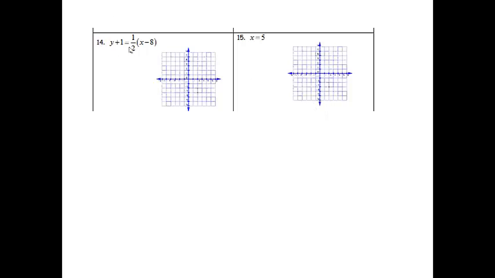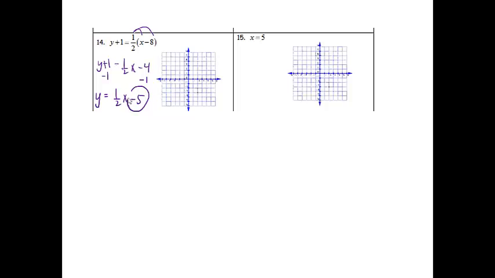Okay, number 14, y plus 1 is equal to 1/2 times (x minus 8). This doesn't quite say y equals yet, so let's distribute to get rid of the parentheses. So we'll have y plus 1 equals 1/2 x minus 4, because 1/2 times 8 is 4. It still doesn't say y equals, so let's subtract 1 from both sides. So we'll get y equals 1/2 x minus 5. Now it's ready to graph.